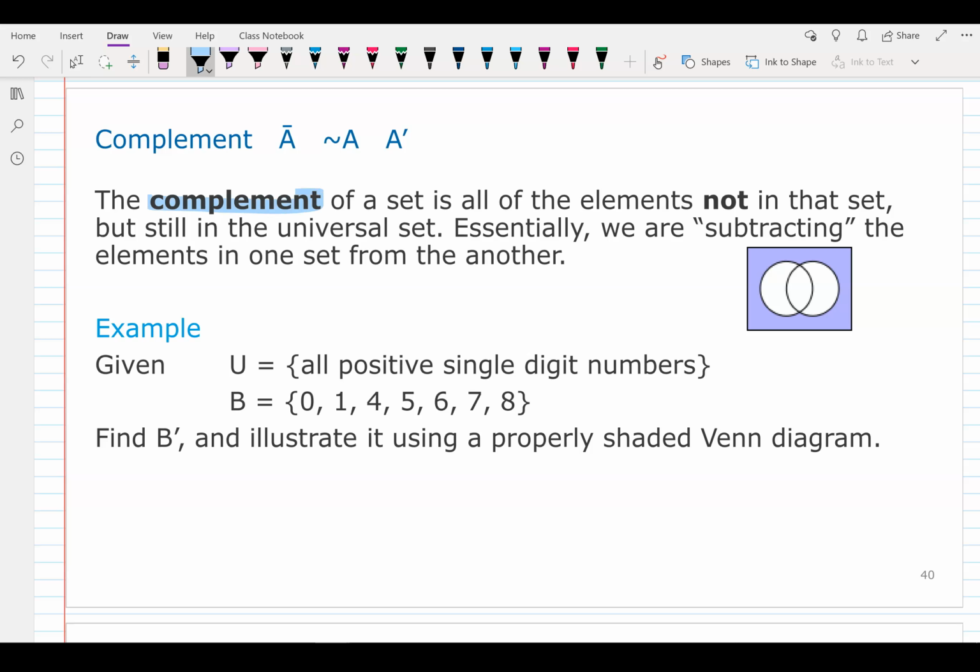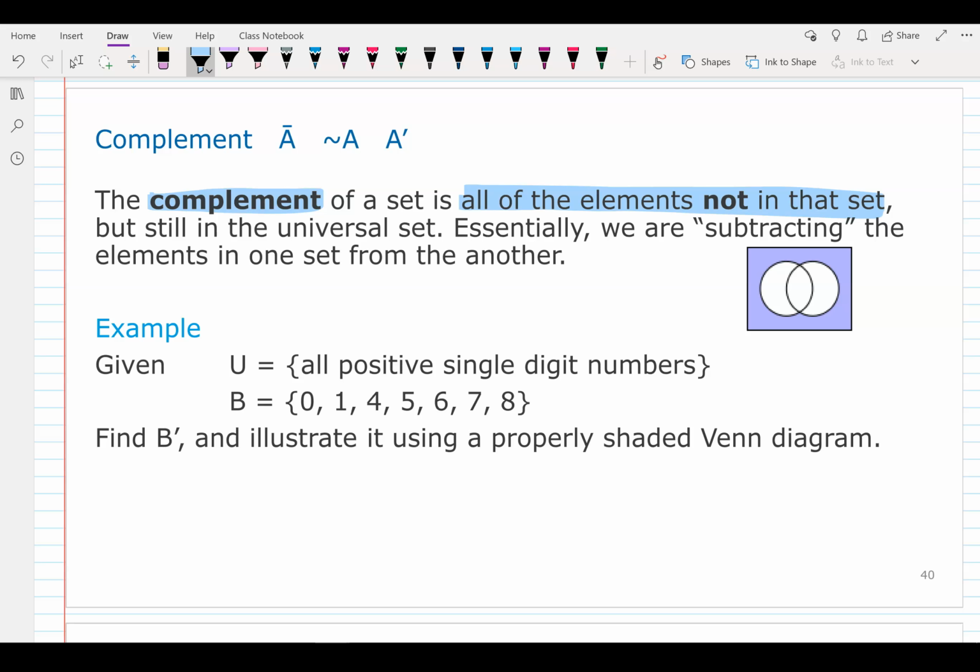So the complement, all of the elements not in the set that we've done the negation of. Just like zeros became ones before, we're going to do the opposite, essentially take away those numbers and look at the universal set. So we're subtracting the elements in one set from the other. What does that look like in the case of an example? Let's look at this example.